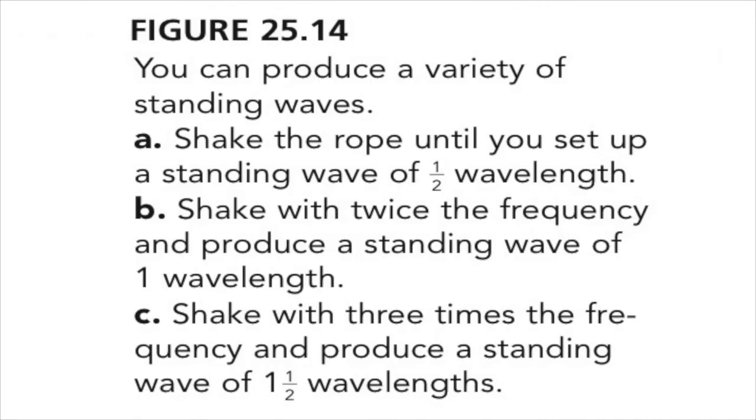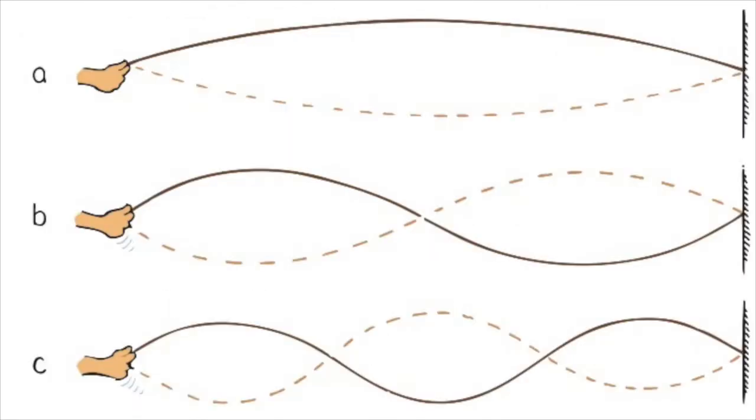This is a review of figure 25.14 we just did. You can produce a variety of standing waves. A, shake the rope until you set up a standing wave of 1/2 wavelength. B, shake with twice the frequency and produce a standing wave of 1 wavelength. C, shake with 3 times the frequency and produce a standing wave of 1 1/2 wavelengths.